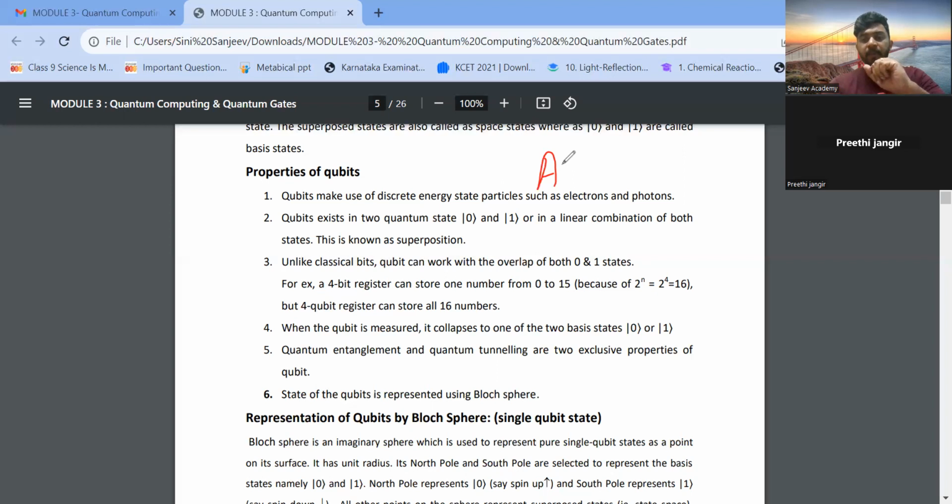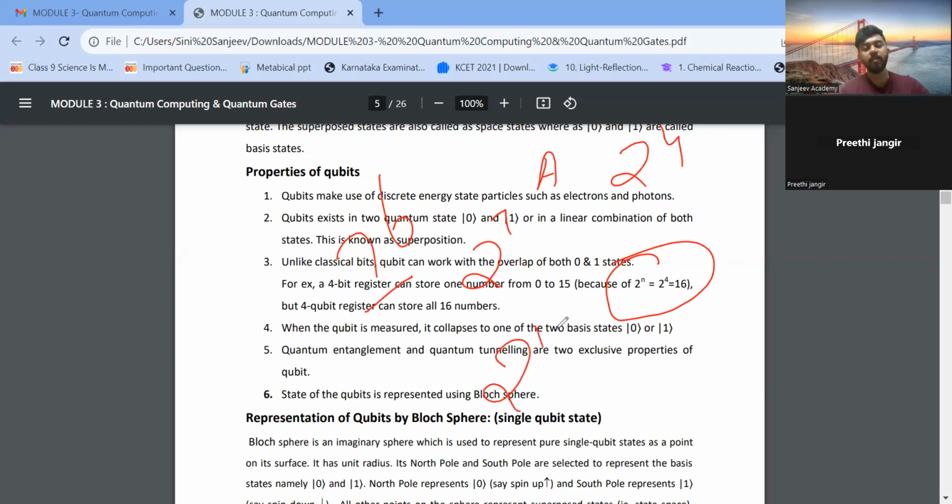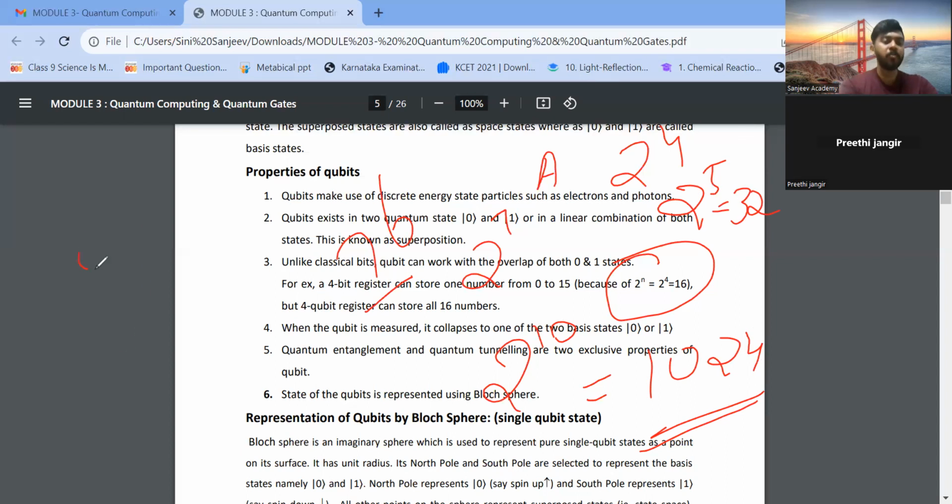Correct? So 2 power n. If it is 4 bit, it will be 2 power 4. If it is 6 bit, it will be 2 power 6. If it is 7 bit, it will be 2 power 7. So it will always be on the base of 2 power n. Suppose it is 2 power 10, 2 power 10 is 1024. If it is 2 power 5, it is 32. So this will be on the base of only 2 power n.